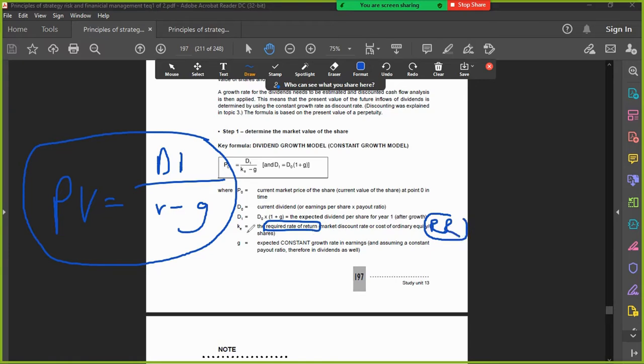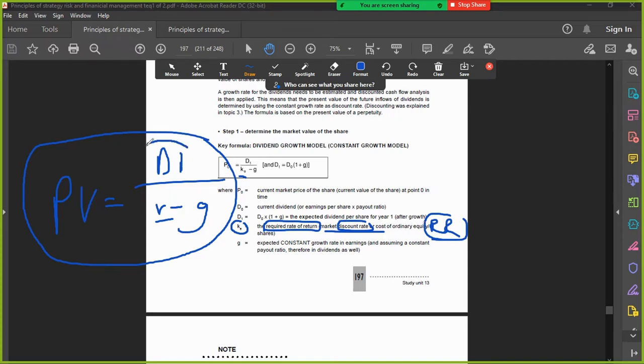Don't worry about what you're putting in the formula, whether it's an RR, an R, or a KE. The R is just representing the rate that's applicable in the market to discount the cost of equity. Does that make sense? Yes. So whether it's a KE, an R, or an RR, it's just the required rate of return for discounting equity.